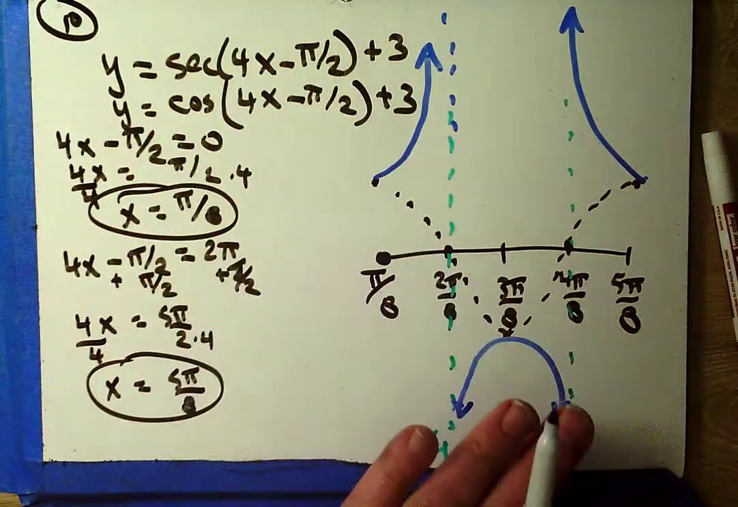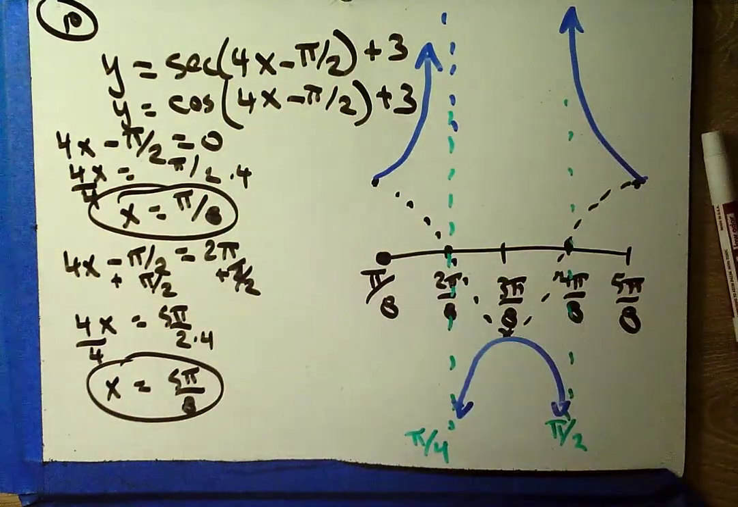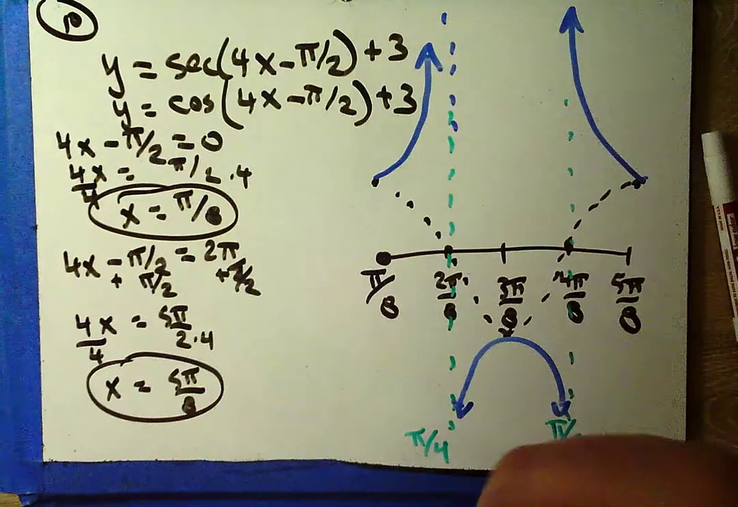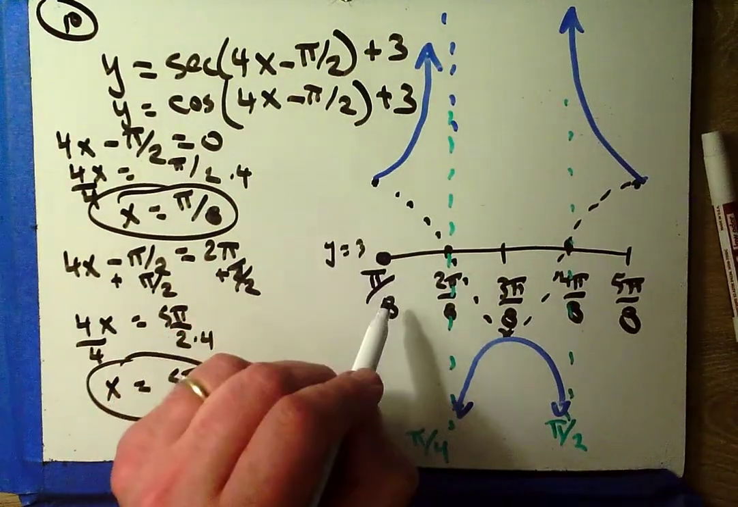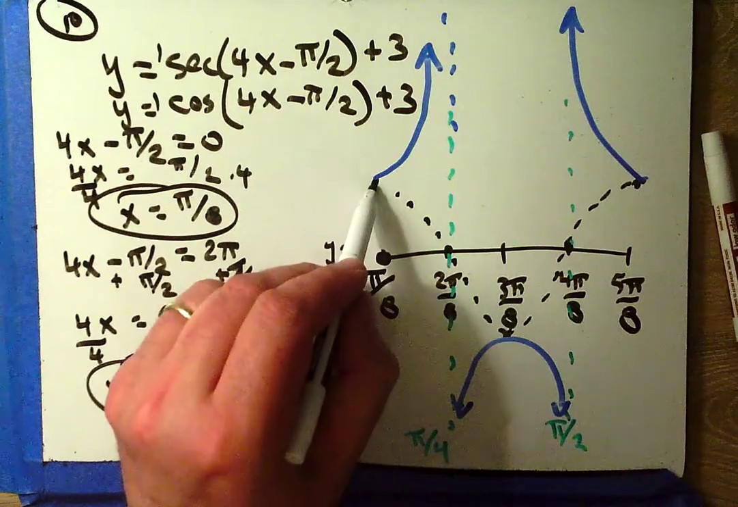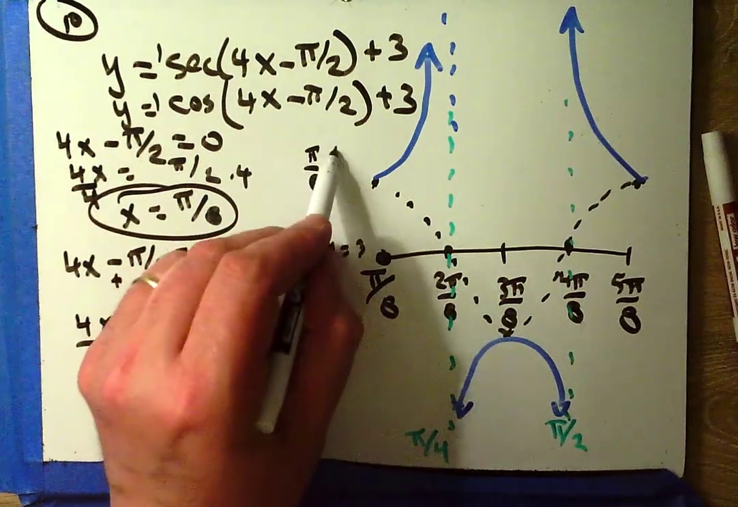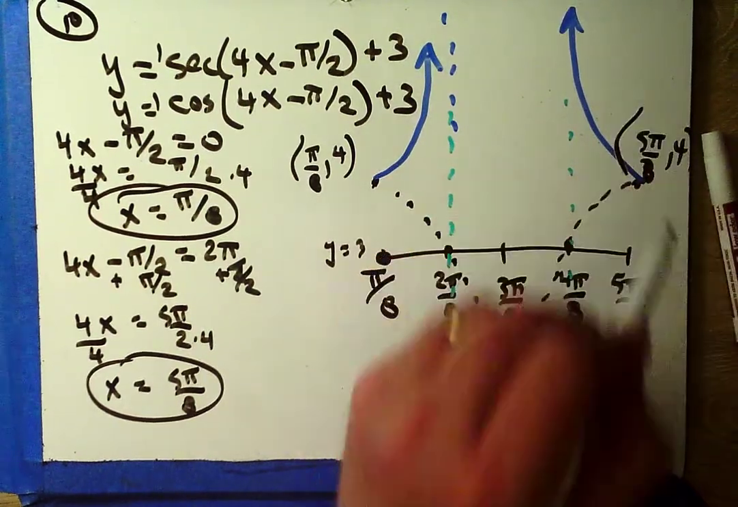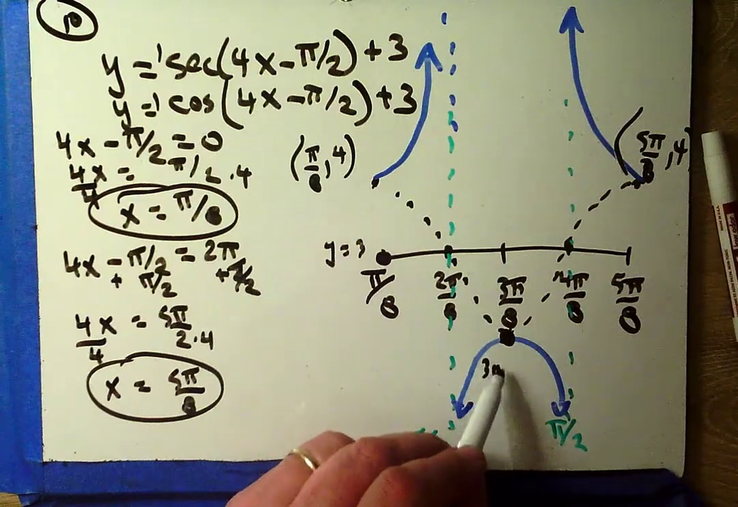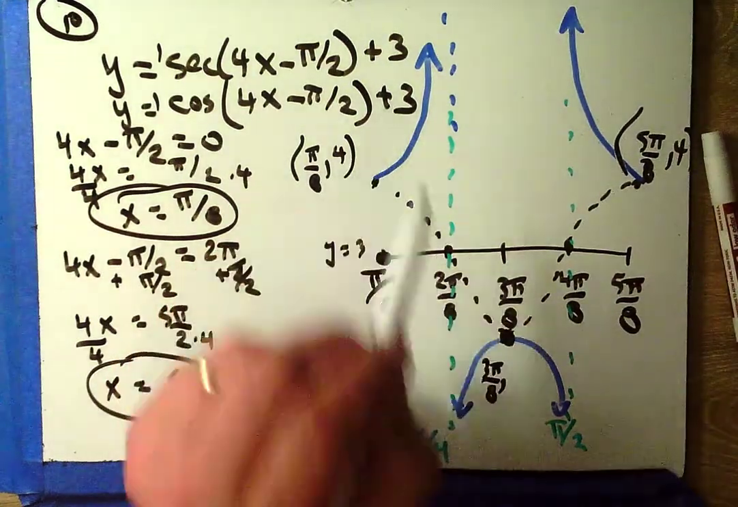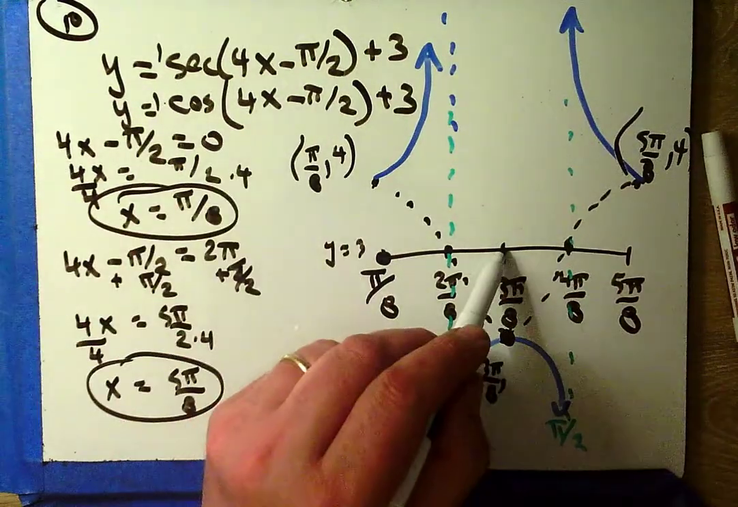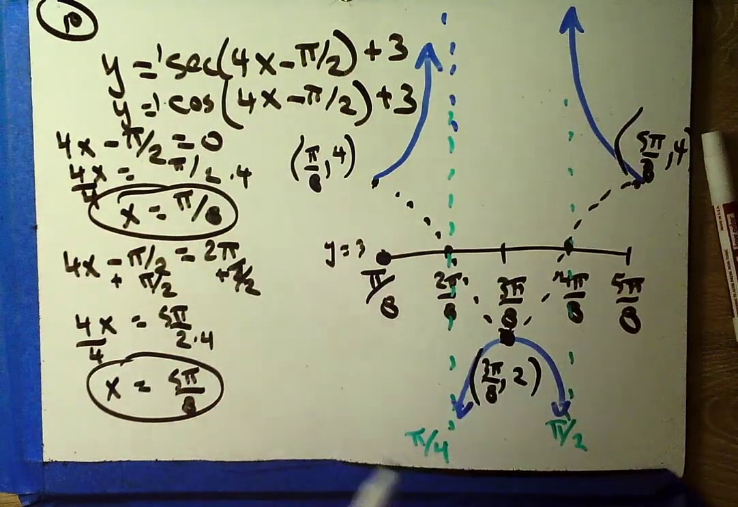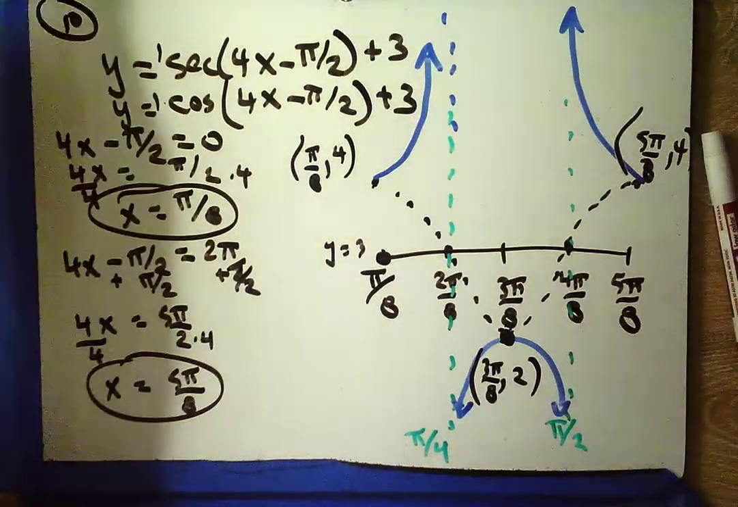This is a quarter of a period, this is half a period, this is a quarter of a period, and taken together, this makes one period. Don't forget to label these points. You know that this is y equals 3. Our amplitude is 1, so we're going to go up 1. Pi over 8, 4. And 5 pi over 8, 4. But down here, we've got 3 pi over 8, and we went down 1, so 3 minus 1 is 2. Okay, so there's our secant graph, number 10. Number 11.